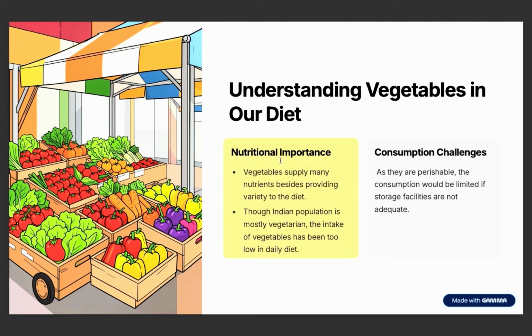Even though our Indian population is mostly vegetarian, nowadays vegetable intake has been low in the daily diet due to fast food trends and so on. There are also many consumption challenges regarding vegetables because they are very easily perishable, and storing them for long periods is not possible. If we need to, we have to make them into a pickled form or other preserved forms. We can't store them for very long periods.